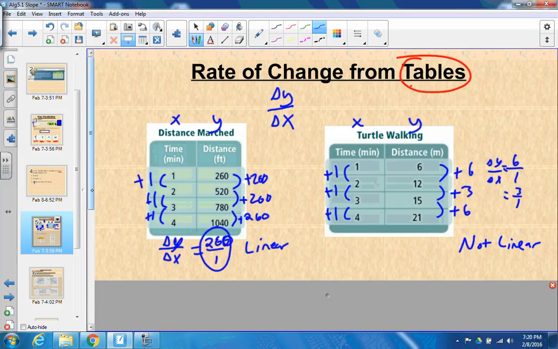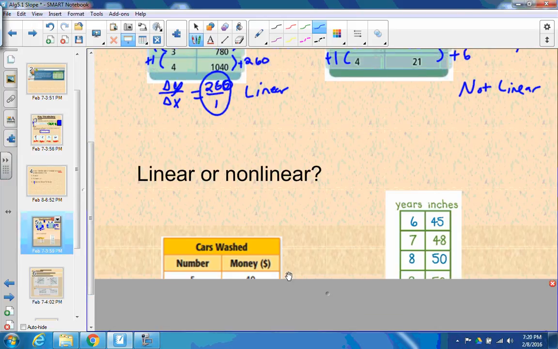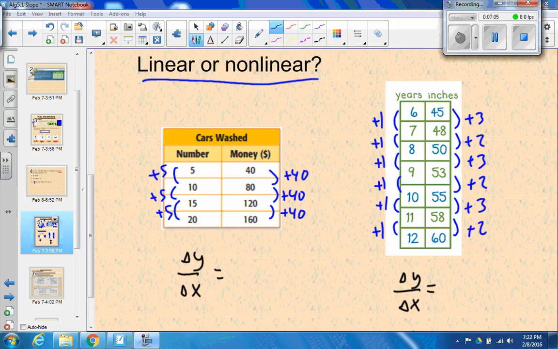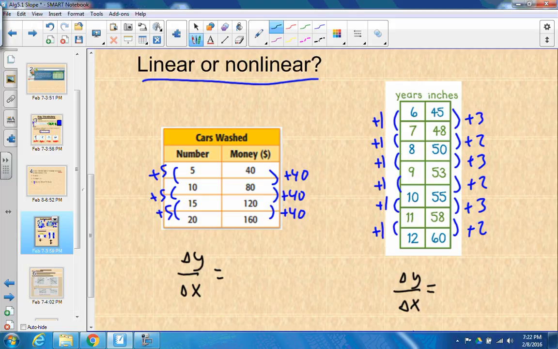Let's use that change in y over change in x to figure out if these two are linear or not. So why don't you pause it and do each of these two on your own, linear or not. Alrighty, so I labeled all the changes in the x's and the y's for both of these. If we look at the one on the left, every time the x goes up by 5, the y goes up by 40, or the number goes up by 5, the money goes up by 40. So the constant change in y over change in x would be 40 over 5, which reduces to 8 over 1.